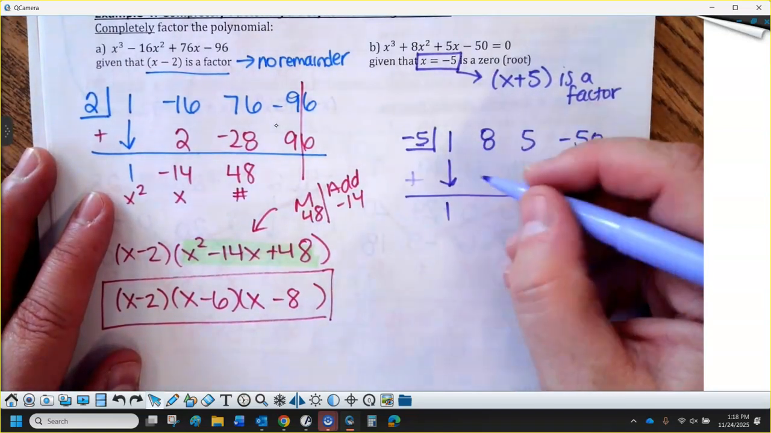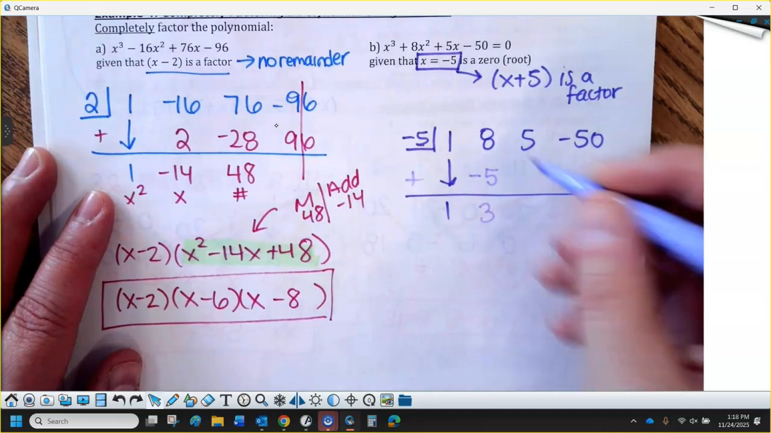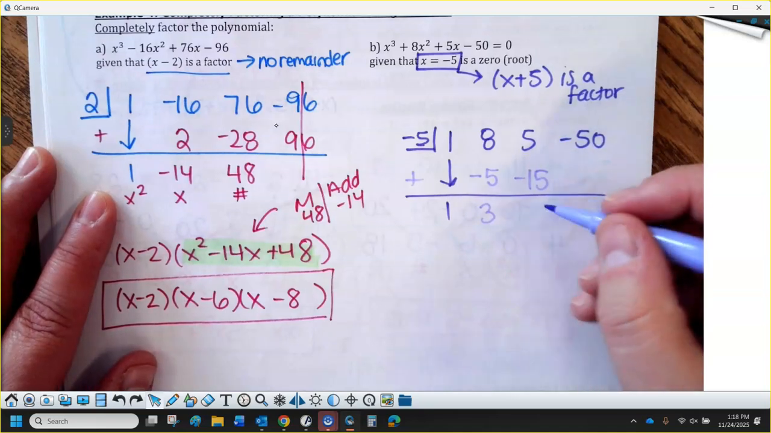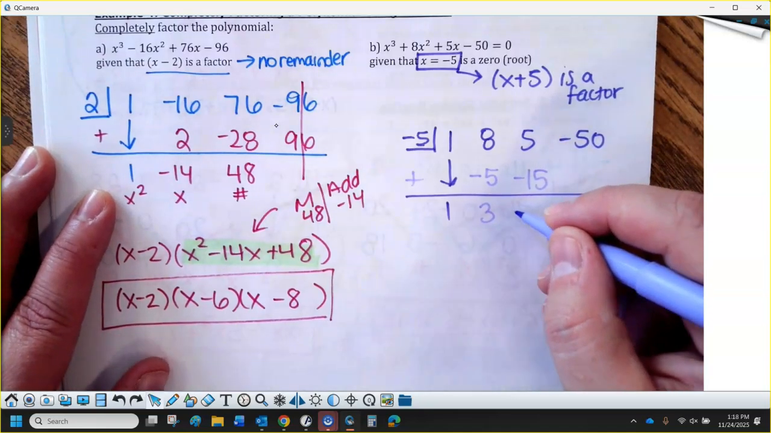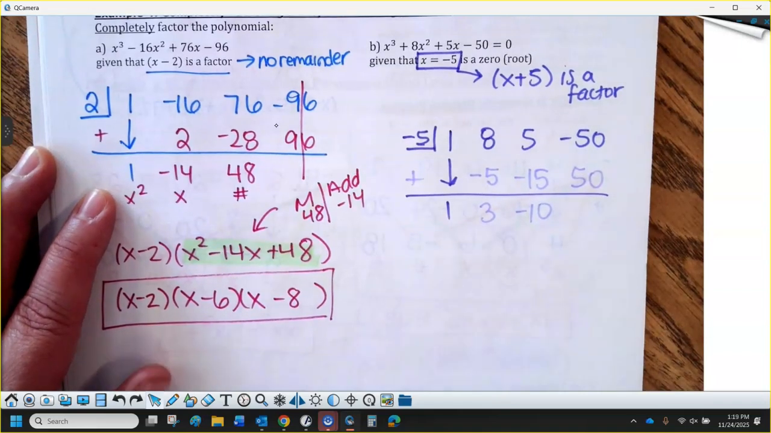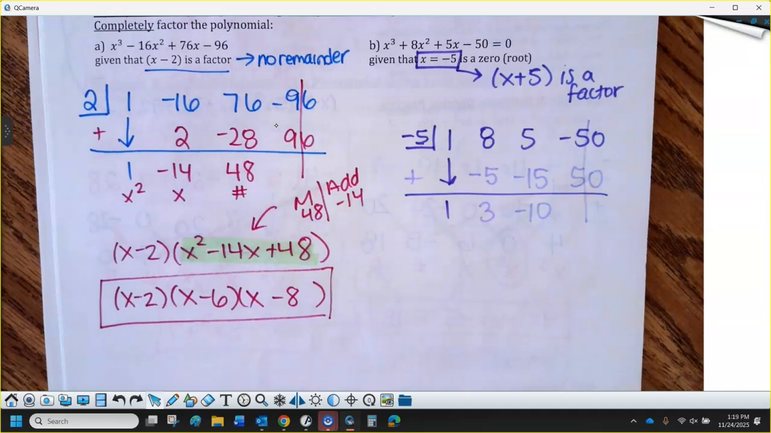So negative 5 times 1 is negative 5. Add that to 8, we get 3. Negative 5 times 3 is negative 15. Add that to 5, we get negative 10. Negative 5 times negative 10 is 50, which is what it should be, because if I know that's a 0, I should know that x plus 5 is a factor. So we should not have a remainder, which we totally don't, so that's good.